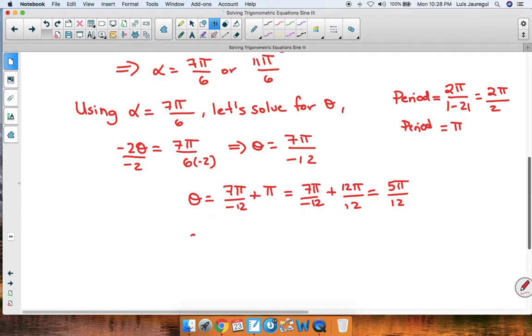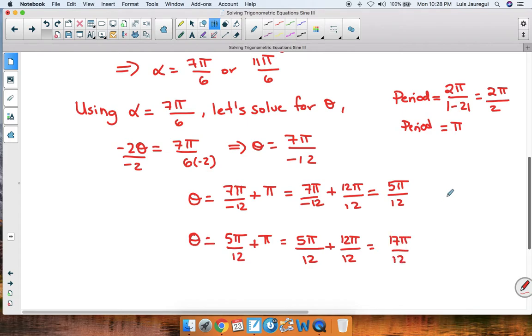Now we can try to add another pi in there. So we can take this previous value of 5 pi over 12 and add pi and see if that's still satisfying the constraints that we're given. So this is now 5 pi over 12 plus 12 pi over 12. And notice that this is actually 17 pi over 12.